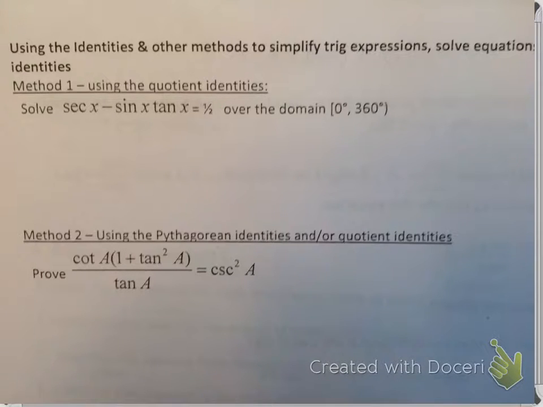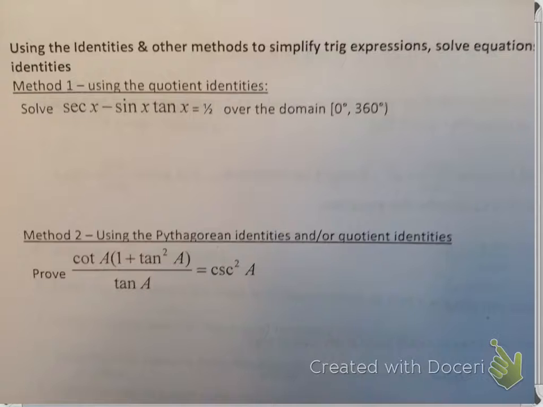Now the reason we need these identities is because they're going to allow us to do 3 new skills. They're going to allow us to solve equations we couldn't previously have solved. They're going to allow us to prove trig identities that haven't been proven yet, and it's going to allow us to simplify a variety of things along the way.